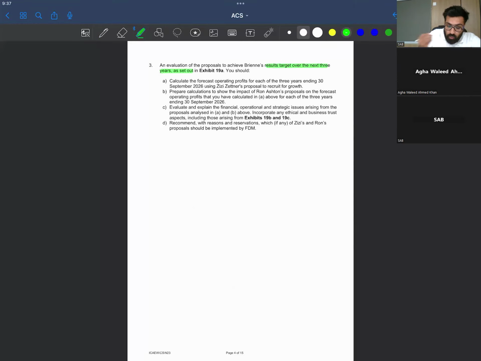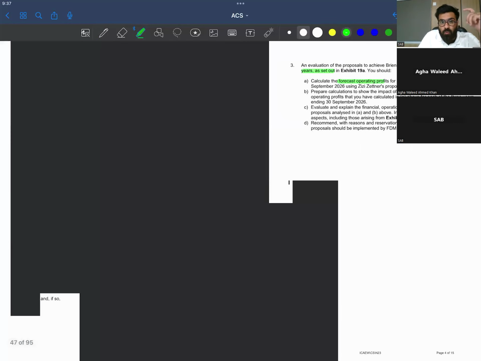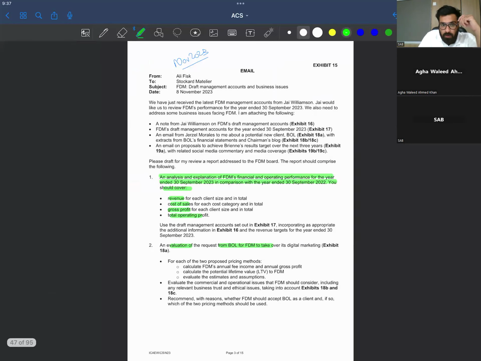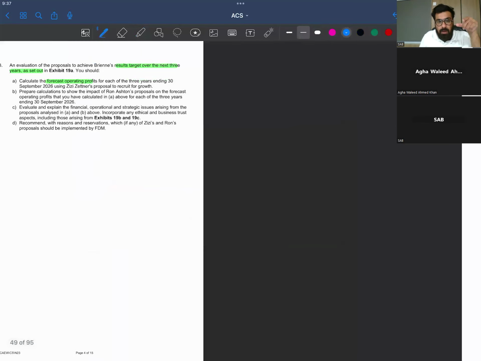So they are getting you to forecast operating profits. They are asking you to perform that. They would ask you to calculate the numbers also. And in the first requirement, there are good marks for calculation also. This is how the requirement will come.